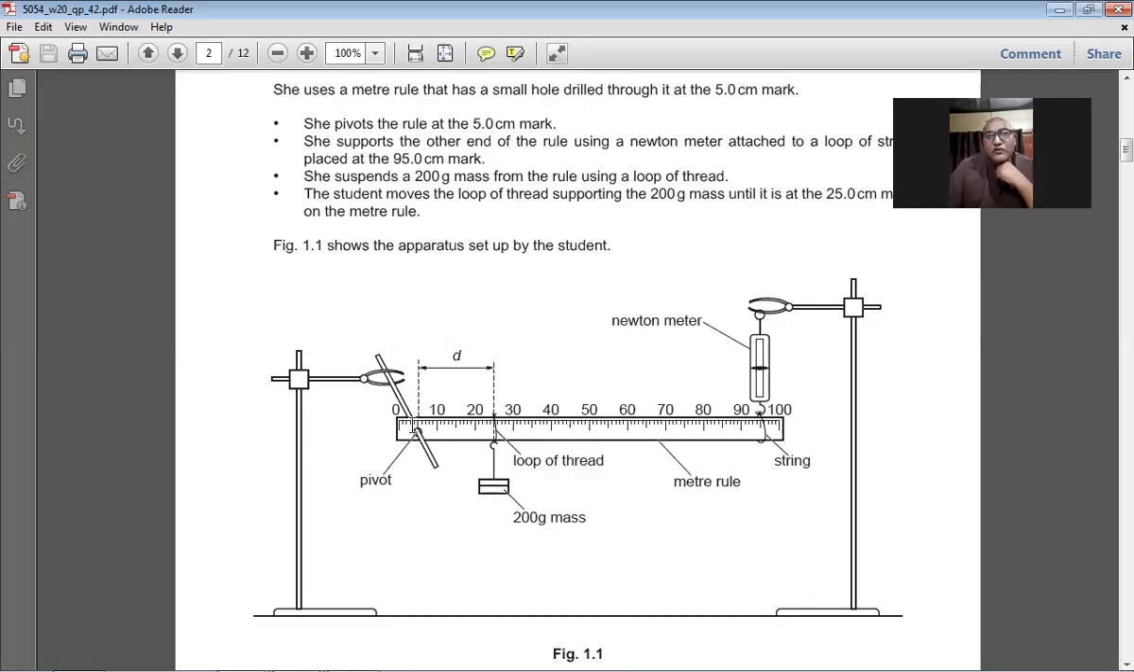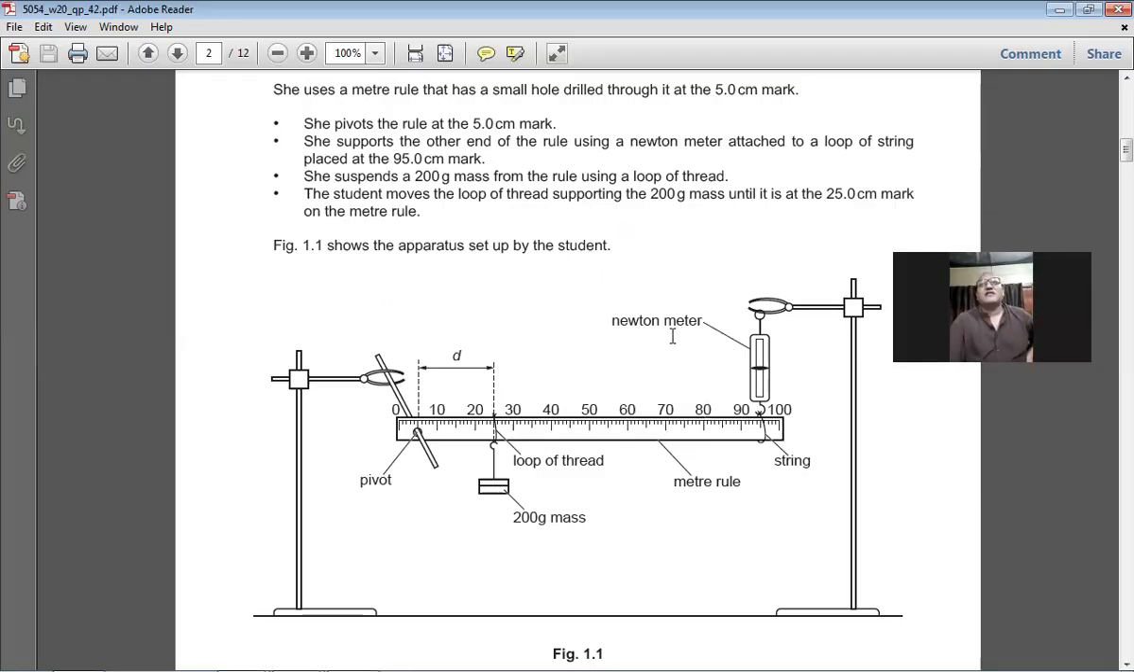So here you have your pivot, which is very important to understand. Here is a weight which is trying to produce a clockwise turning effect. Here is a meter rule which is applying the force in the upward direction. And if these two turning effects will be equal, this whole thing will be in equilibrium, and this meter rule will be in the complete horizontal position. So this is the story of this question, and let's move to the next part.